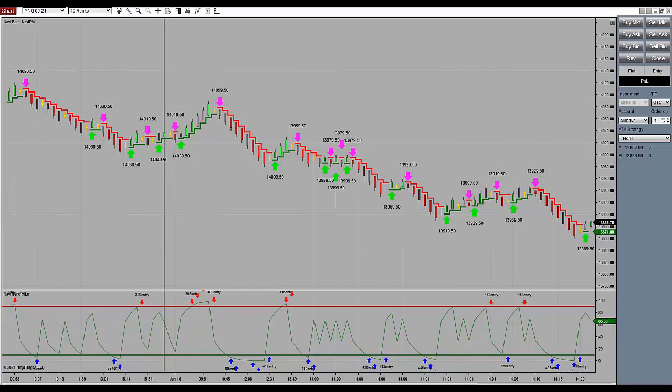All right, so now we've got a move up. You can see the bars are back to green. So you'd be out of your short trade. We'll see if we get follow through on the upside.